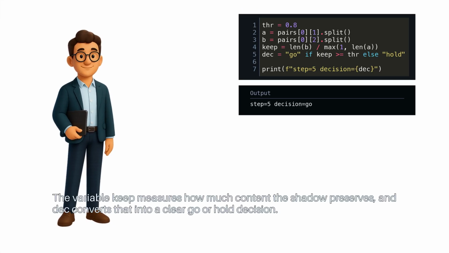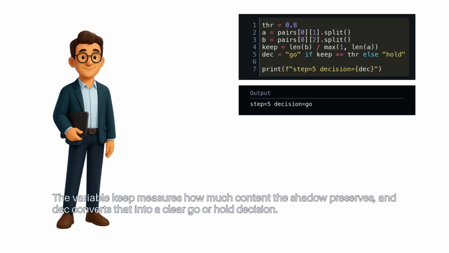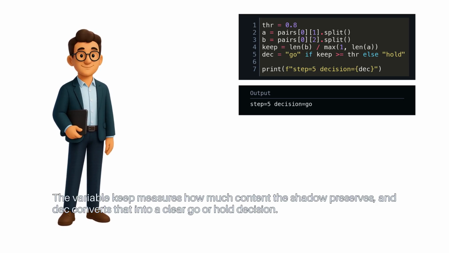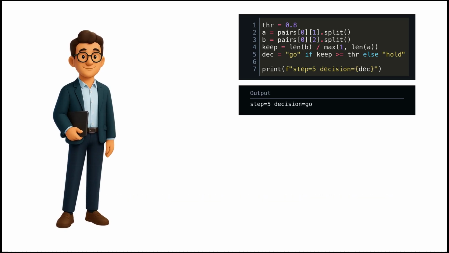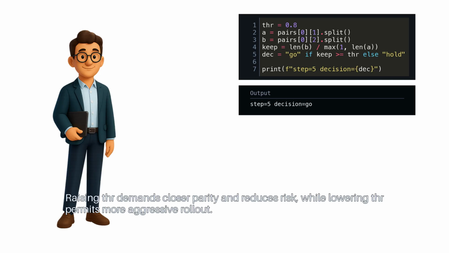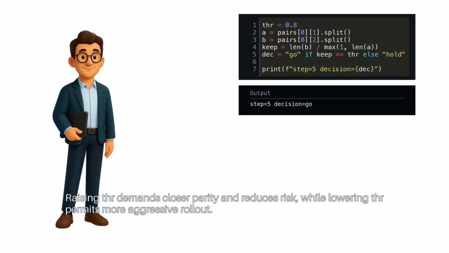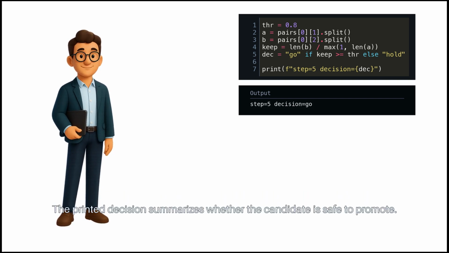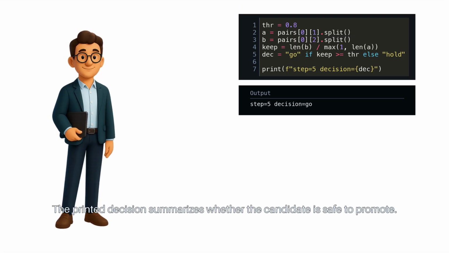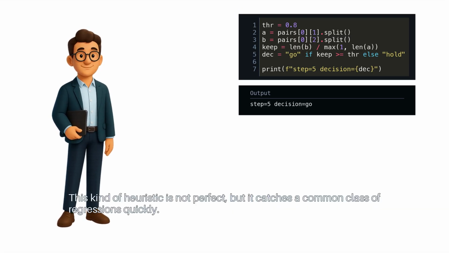The variable keep measures how much content the shadow preserves, and DEC converts that into a clear go or hold decision. Raising thr demands closer parity and reduces risk, while lowering thr permits more aggressive rollout. The printed decision summarizes whether the candidate is safe to promote. This kind of heuristic is not perfect, but it catches a common class of regressions quickly.